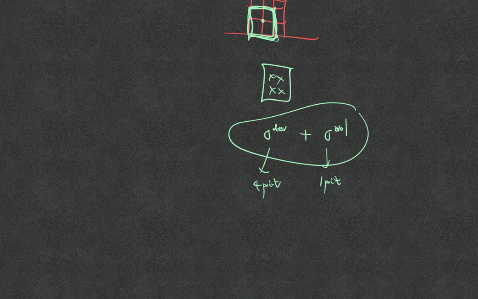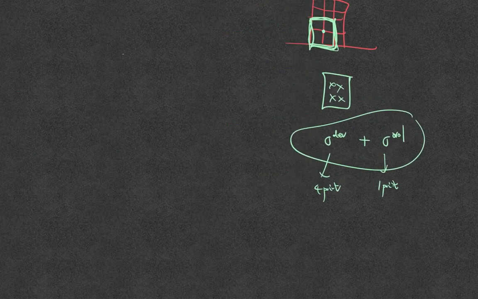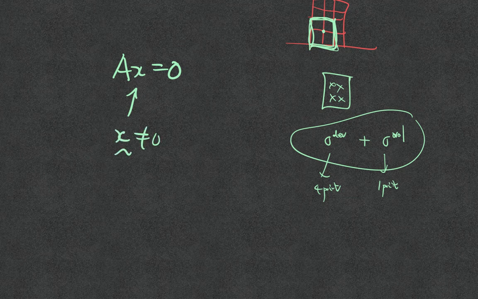If you lose rank, then the null space, Ax equal to 0, would have some x that itself is not equal to 0. This is the definition of the null space. So if you lose rank, this thing could happen, and if that happens, what you have is also an instability. Instead of having a locking, you will have an instability mode.